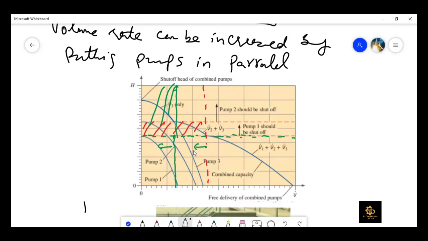Right? So you can easily see that we need to make sure we are getting the maximum out of the pumps, whether in parallel or in series. So before designing the pumping system, we need to make sure what the volume flow rate requirement is and what net head is available.